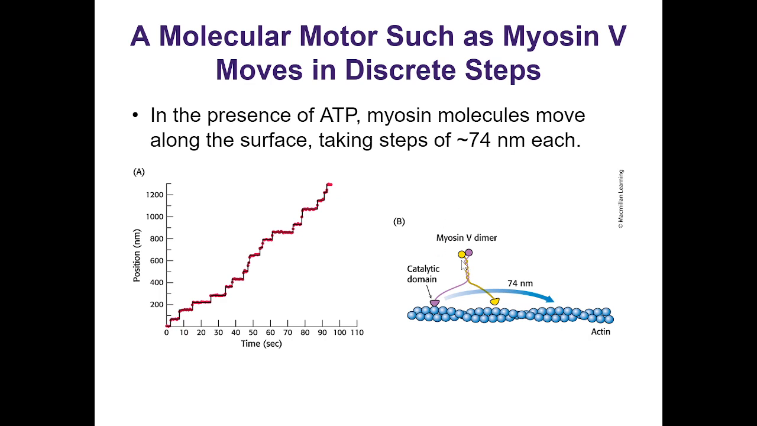This is the myosin dimer right here. This is your catalytic domain down here. This is your actin filament that we're going to move along. Remember, that's how muscles work, right? Because it's muscle. That's how it works.